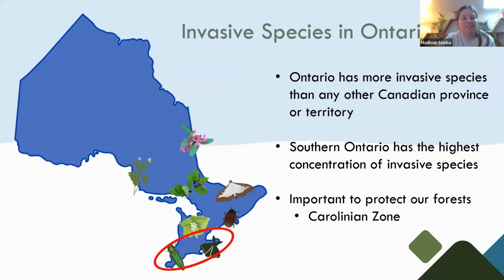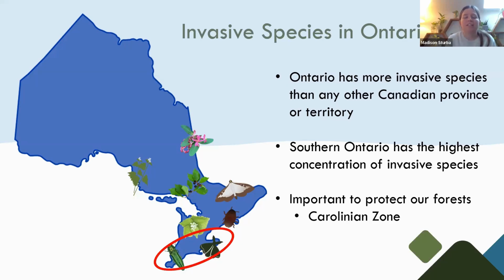So a lot of species have come and settled in Ontario. We're actually a pretty big hotspot for invasive species and have more here in Ontario than really any other province or territory in Canada. And this is for a few different reasons. The first is that there's just a lot of activity with commercial and recreational boats. We're really close to the Great Lakes, so water is a really big pathway for the spread of invasive species.